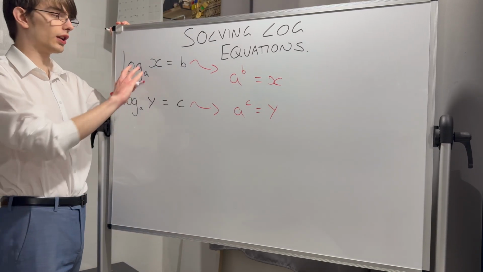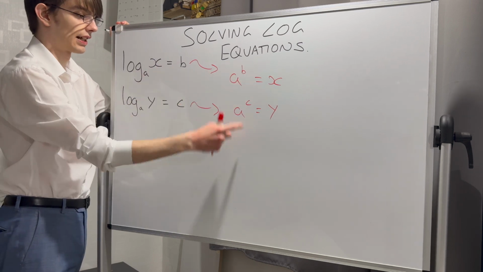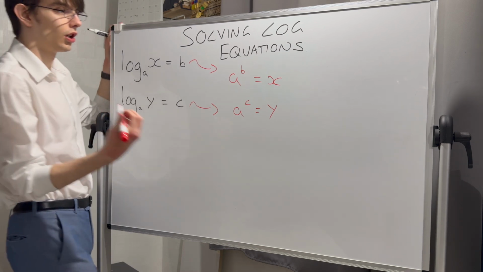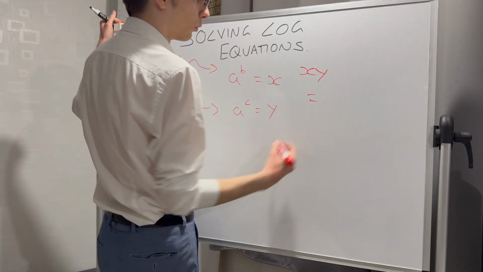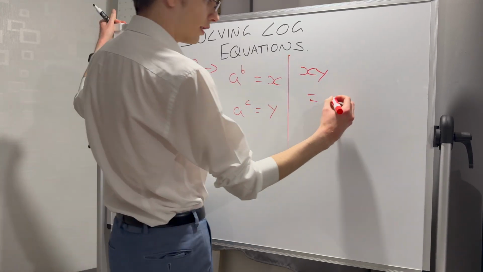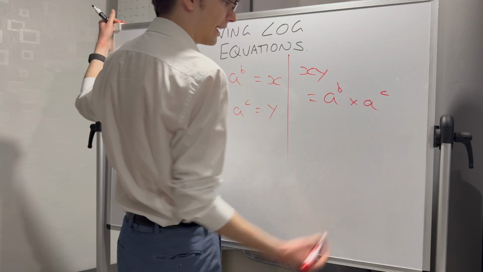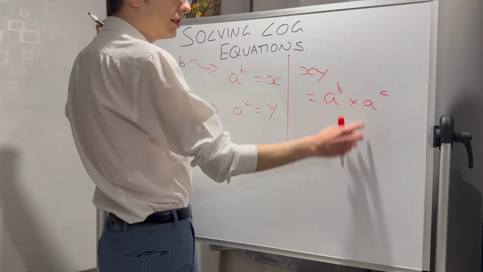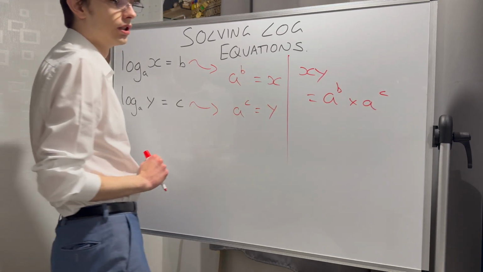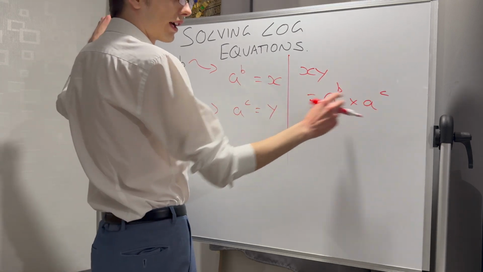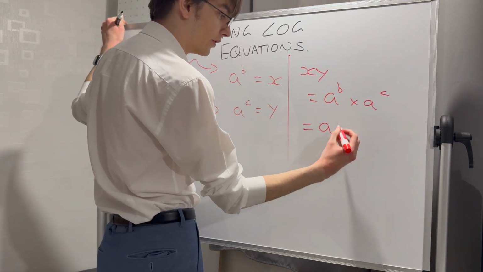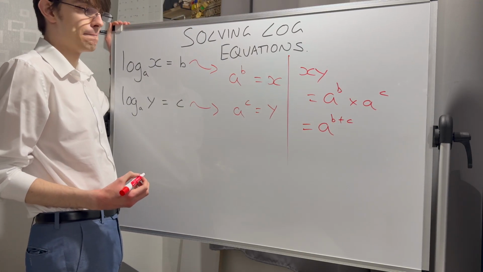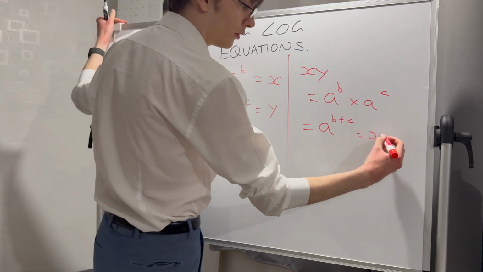And I've got these two. All I've done is change the form. These two statements are exactly the same, and so are these. Now, I'm going to multiply these together. I'm going to multiply x times y, which is going to be a to the b times a to the c. And going back to our simple indice laws, a to the b times a to the c, we have the same base. So we are multiplying these, so we can simply add the powers together: a to the b plus c. And this is equal to xy.